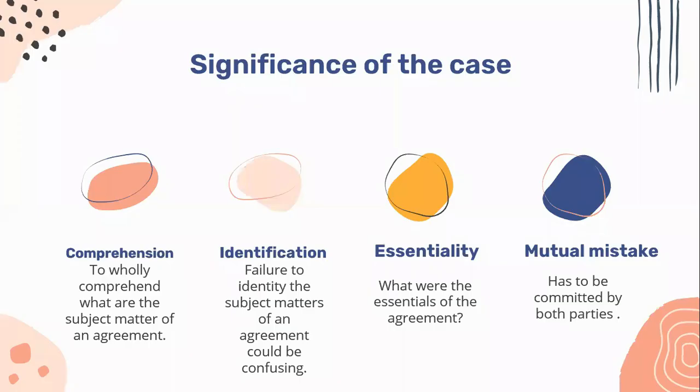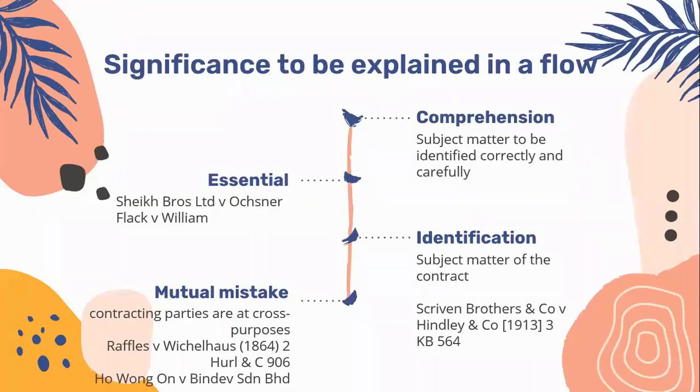So let's go to the significance of the case that I have managed to find. There are 4 significances of the case that I managed to get. The first one is comprehension, identification, essentiality, as well as mutual mistakes. So let's go one by one. The significance of the case consists, like I've mentioned just now, and we'll go first to the comprehension.